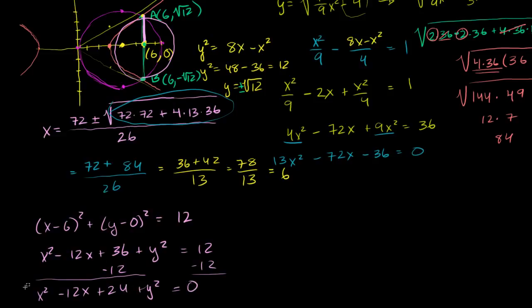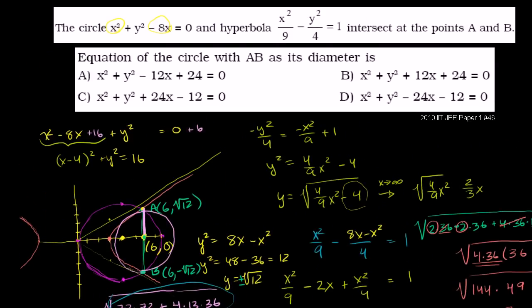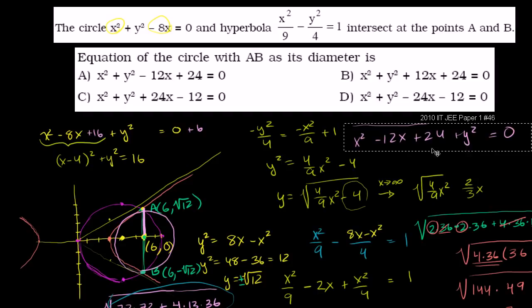And let's see which of the choices match that. Let me copy it, and then let me paste it up here. And it looks like we have an x squared, positive y squared, a negative 12x, and then a positive 24. So it looks like our answer is A. Did I do that right? X squared plus y squared minus 12x plus 24. Yep, our answer is A.